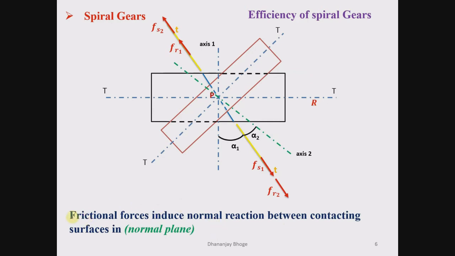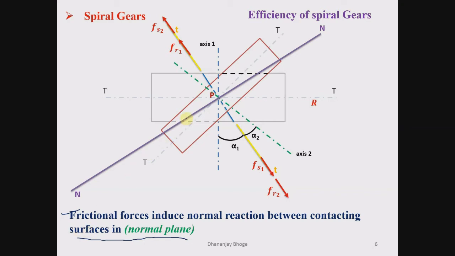Now, frictional forces will induce the normal reaction between contacting surfaces, and that normal reaction will act in normal plane. Now, how does this come? If you remember unit number 2 from Theory of Machines 1, there we have studied the chapter on friction. Okay, so let us revise that. If you don't remember, we'll revise it.